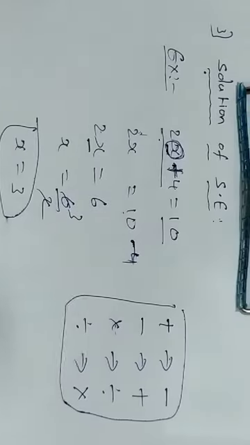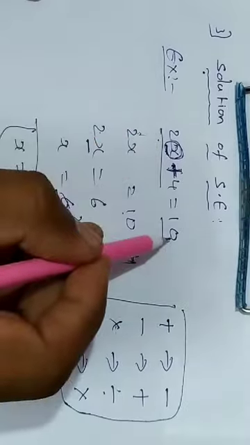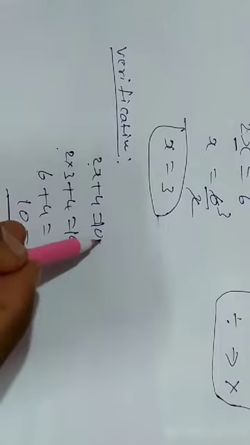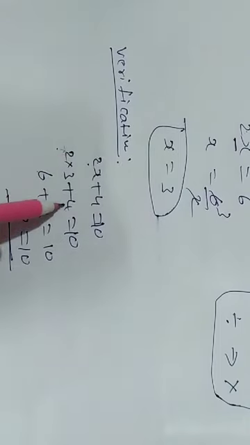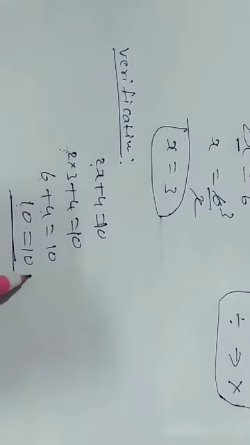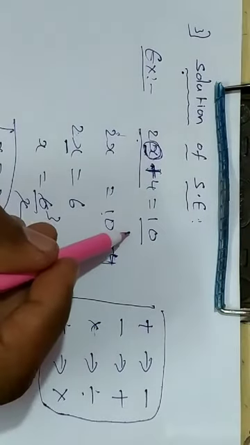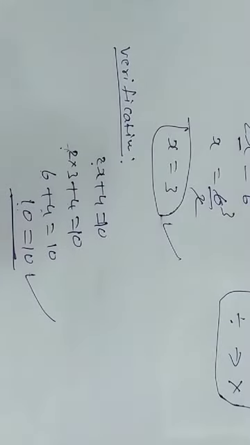So in verification, first of all, you should take the given simple equation 2x plus 4 equal to 10. Now substitute x equal to 3 here. 2x means 2 into x. 2 into 3 plus 4. 2 threes are 6 plus 4. 6 plus 4, 10. 10 is equal to 10. So it is verified. So x equal to 3 is the one solution of the linear equation. So generally, every linear equation has only one solution. Keep it in your mind.